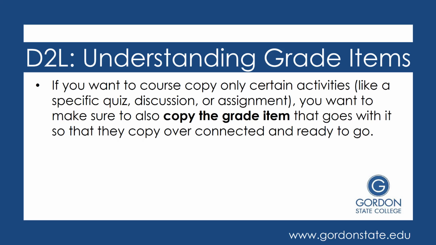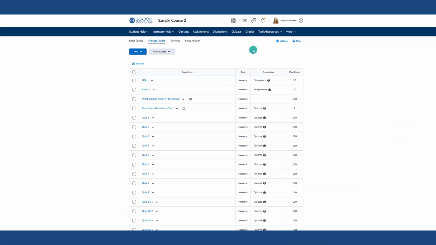If you only pick the quiz, discussion, or assignment and not the grade item that comes with it, the activity itself will come over, but it won't be connected to a grade item, and then you would have to go back in, create the grade item, and then link them together, which is fine to do, but it's a little bit easier to just remember to copy the grade item with it so that they come over connected. So let's say I want to copy a specific quiz over into this course.